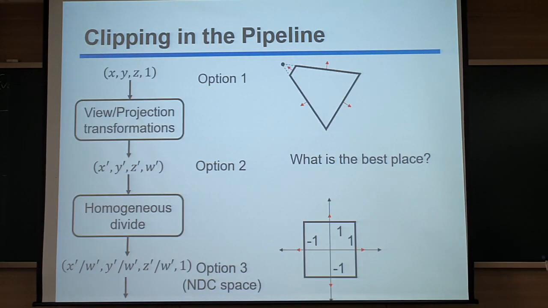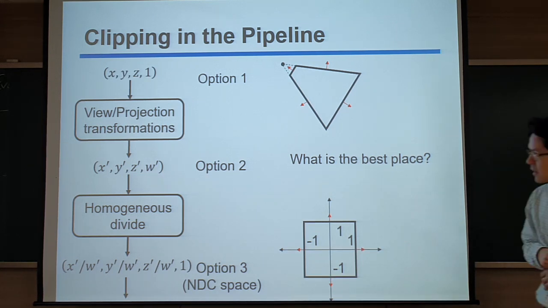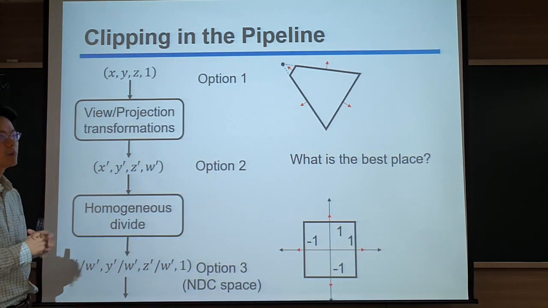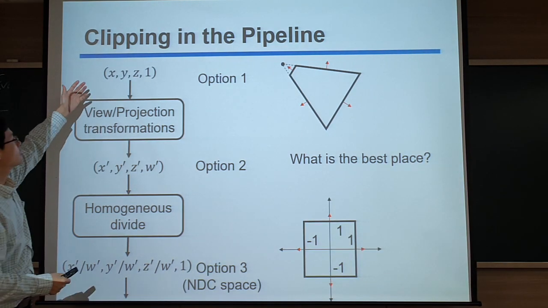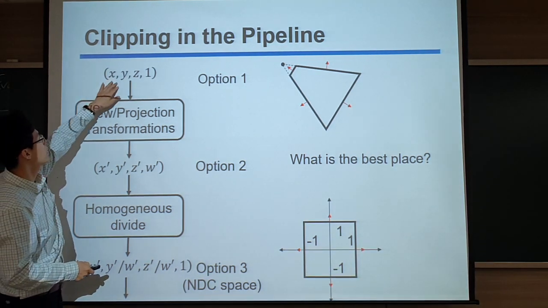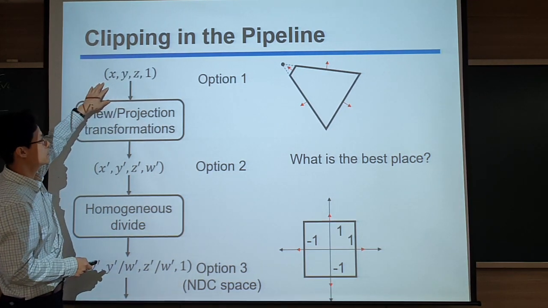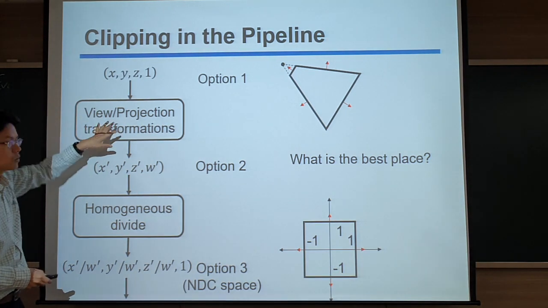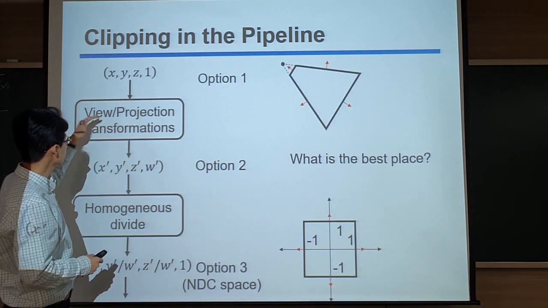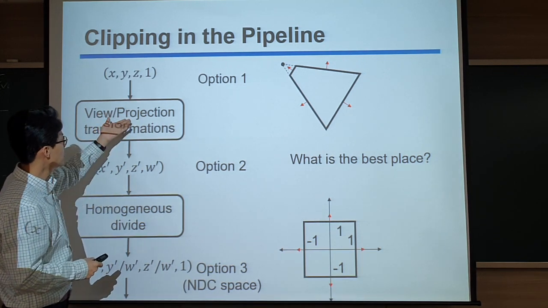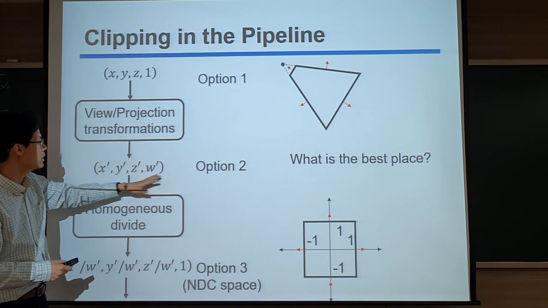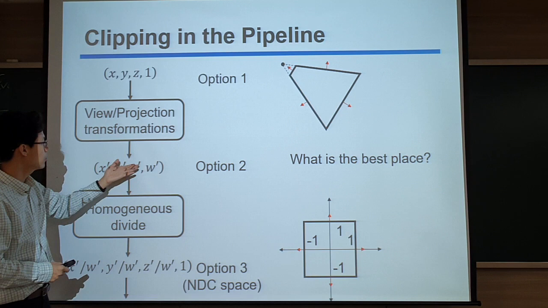So now let's talk about how we can do the clipping in this rendering pipeline. It's a little bit difficult now, and I will talk about a somewhat complicated issue here. Suppose that you have a vertex x, y, z, and 1 in homogeneous coordinates in 3D space. If you do the view projection transformation, which we talked about before, the view transformation and also the projection transformation, and apply that matrix, then we will get a new coordinate: x prime, y prime, z prime, w prime.